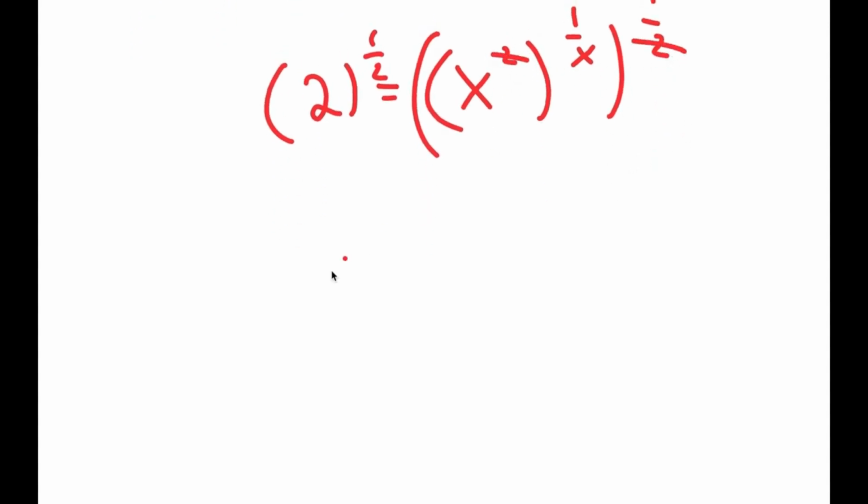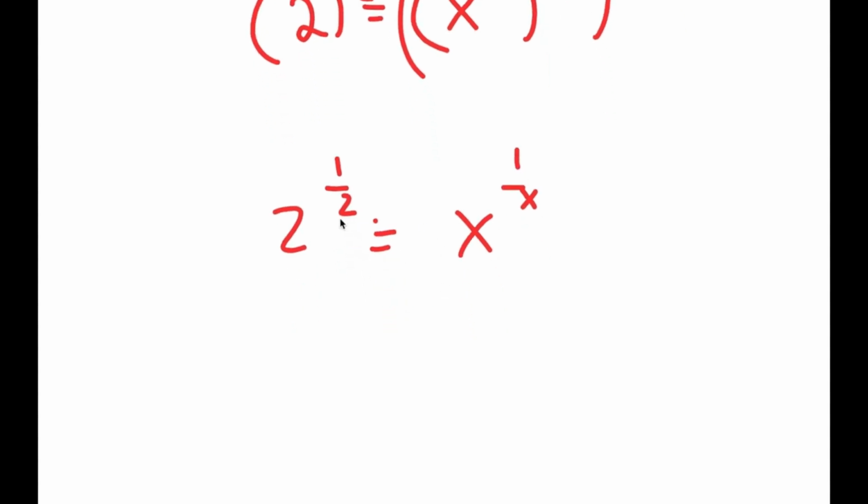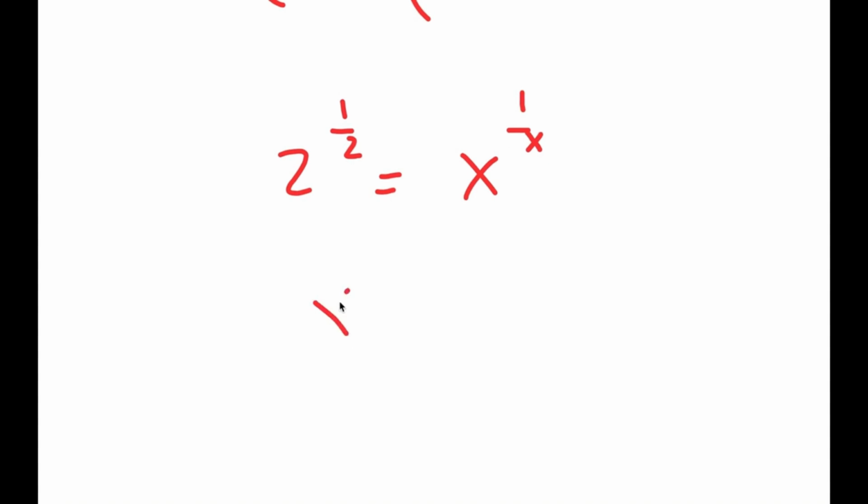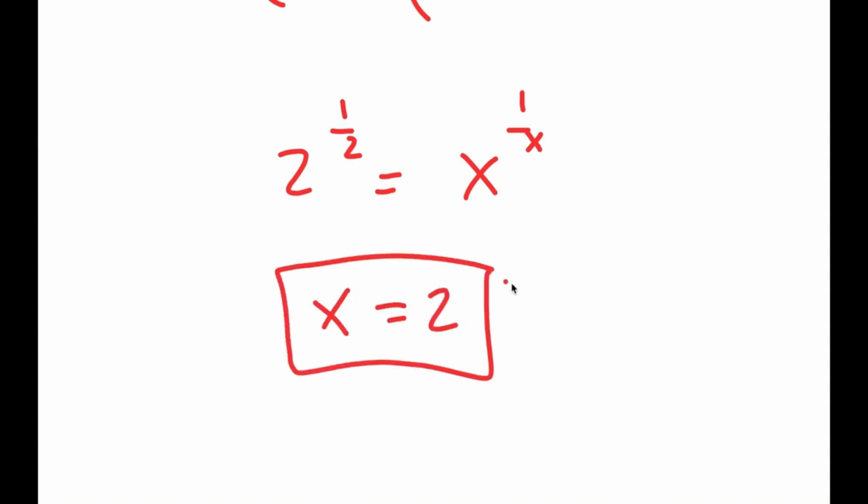So these two cancel out, and I get 2 to the power of 1 over 2 is equal to x to the power of 1 over x. So, because this is in the form some number to the power of 1 over that same number, x is equal to 2. So this is my answer.